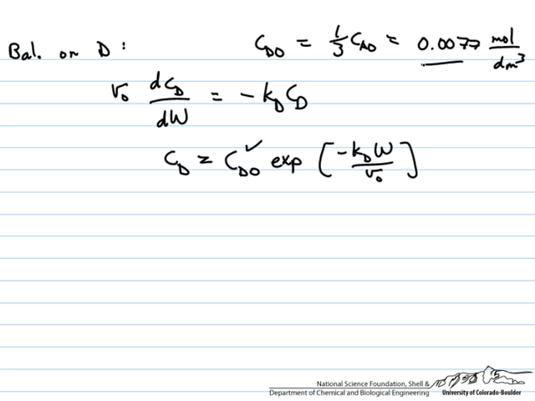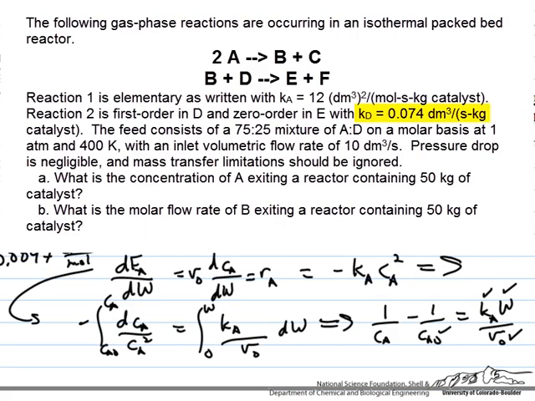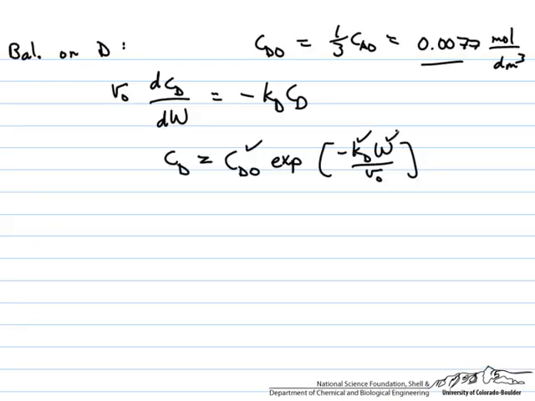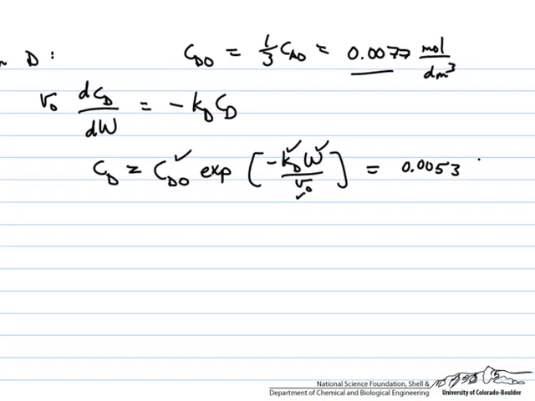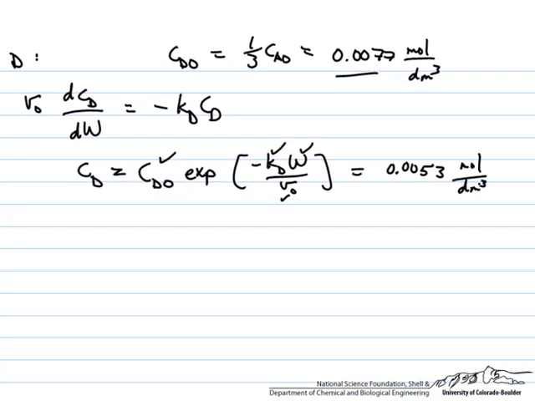So CD naught we've just solved for above. It's 0.0077 moles per decimeter cubed. KD is given on the previous page, in the same system of units of decimeters cubed per second kilogram. Catalyst mass again is 50 kilograms, and the volumetric flow rate is the same as in part A. And again, there are no real unit conversions. You can plug this straight in to arrive at an answer, and that's that CD at the end of this reactor should be 0.0053 moles per decimeter cubed.